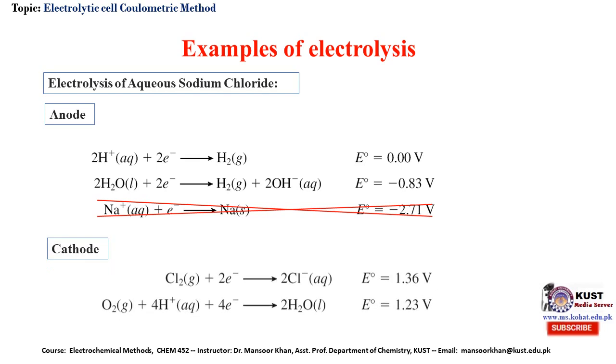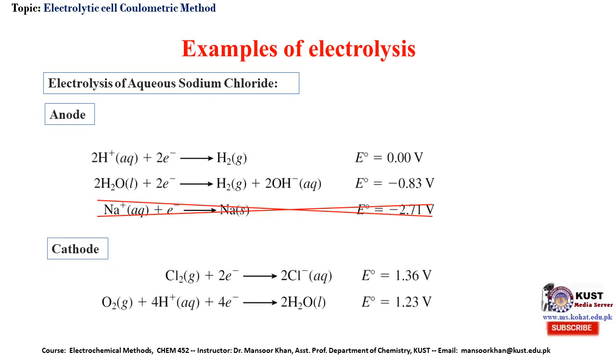While on the cathode, oxidation will take place where the 2 chloride take 2 electrons and lead to the formation of Cl2. So the overall reaction is given. The end product, water formation, will take place.